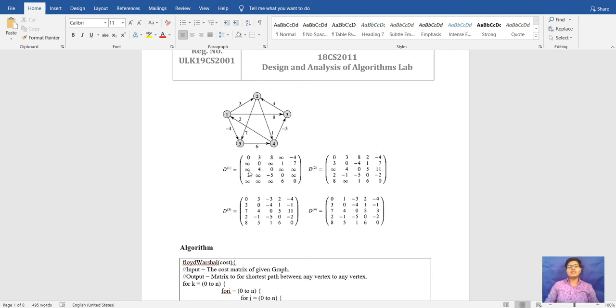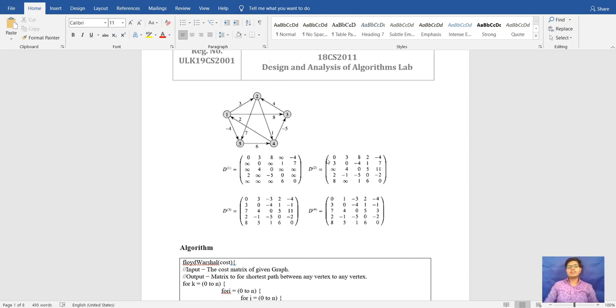So the matrix will have rows and columns 1 2 3 4 5. From 1 to 1 there is no path, so it will be 0. From 1 to 2 it will be 3, from 1 to 3 it will be 8, from 1 to 4 there is no path, so it will be infinity, and from 1 to 5 it will be 4. From 2 to 1 there is no path, so infinity. From 2 to 2 it will be 0. From 2 to 3 there is no path, so infinity, and this is the first, intermediate matrix.